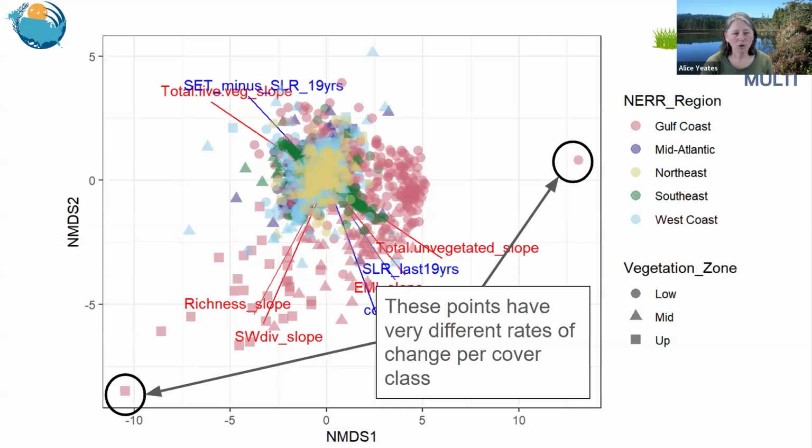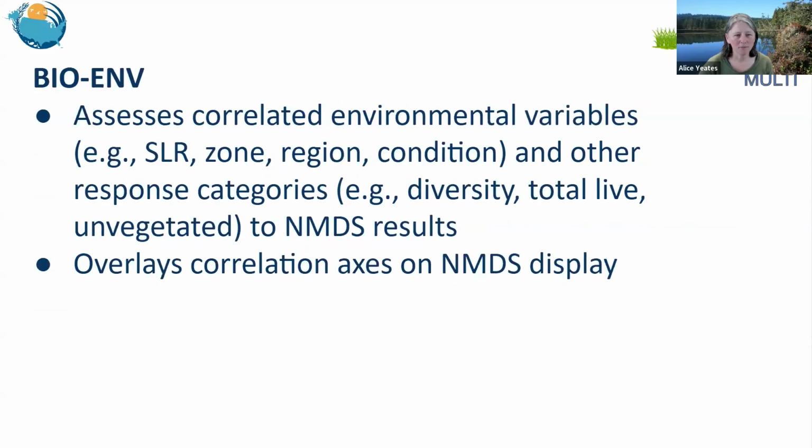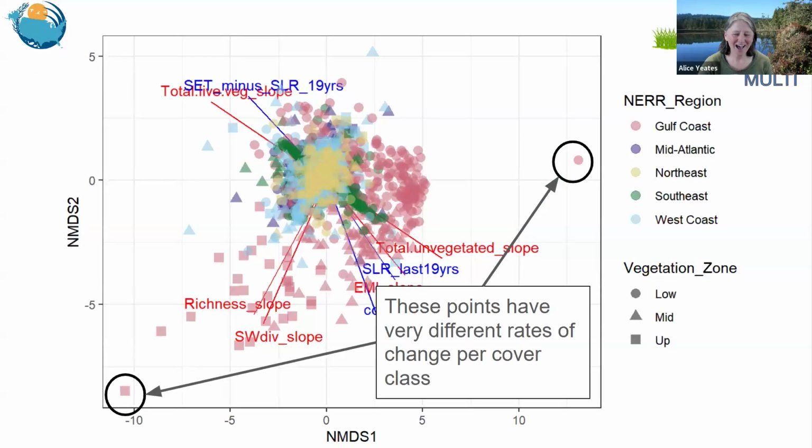So just to walk you through it, this is all of the data across the nation. So I'm just going to show a few slides to orient you to this plot. So where the box is there and the arrows, these points have very different rates of change per cover class because they're very far away. So points that are close together have a very similar rate of change on those cover classes. Next.